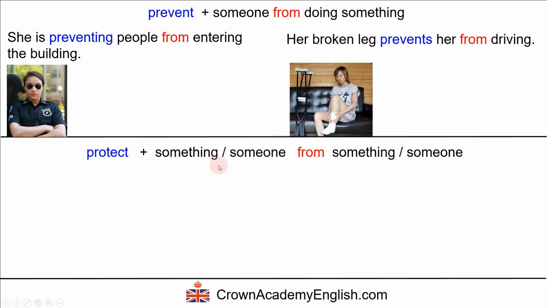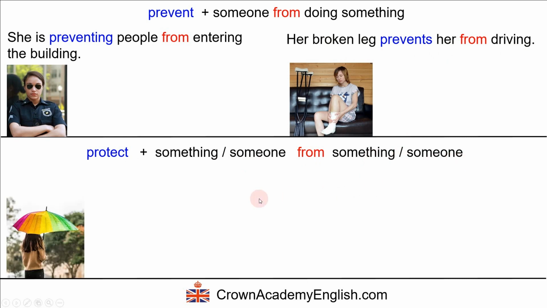Protect something or someone from something or someone. The umbrella is protecting her from the rain. Protecting her from the rain. Okay, so I'm sure you can understand the meaning of protect here.